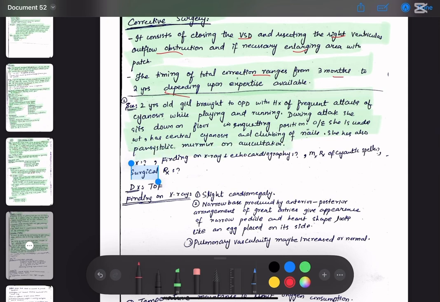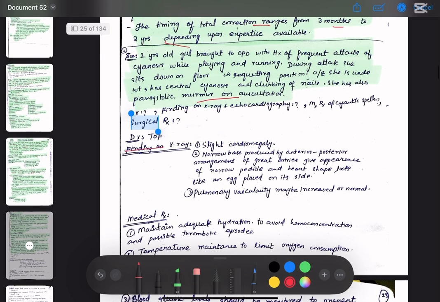Here are the same features as we have discussed above: the patient has cyanosis, and while playing or running, she sits in a squatting position, and she also has central cyanosis and clubbing of the nails, and she has a pansystolic murmur on auscultation. So all these are the clinical features of tetralogy of Fallot.